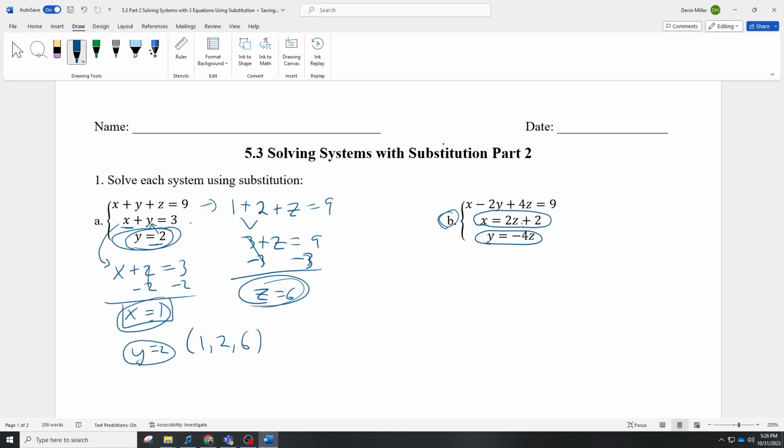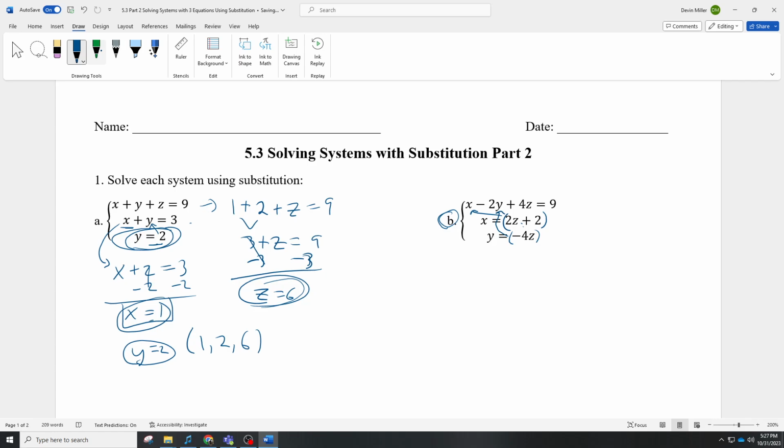So if we can somehow substitute these equations into the top equation and get only something with z, then that should work for us. So if you look at the top equation, we have x, a y, and a z, but we are able to replace the x and the y based on the 2 equations we have below it. So this second equation, x equals 2z plus 2, we can plug that in for x at the very beginning of the first. At the same time, we're going to do the same thing with the bottom equation. This negative 4z is going to go up here for y.